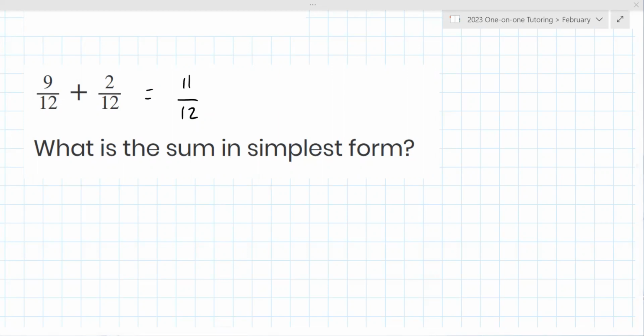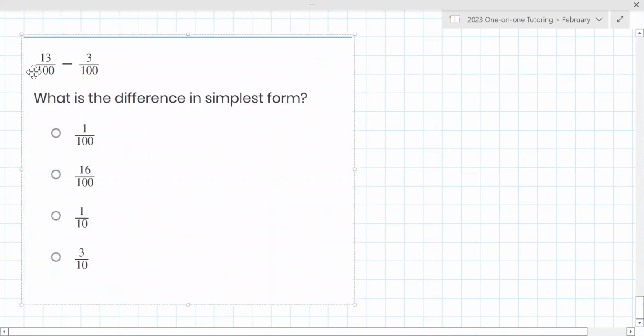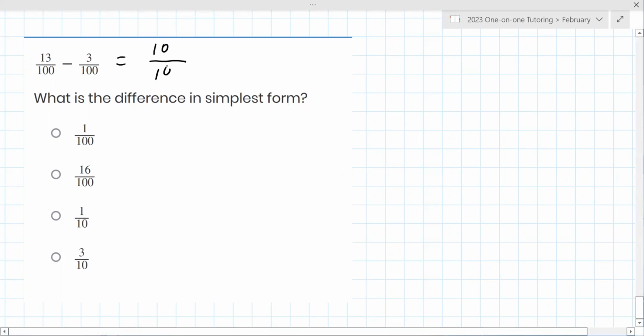Okay, now we can also subtract, right? And it's the same thing. You subtract the top numbers, you keep the bottom number. Okay, so here we go. Subtract the top numbers, but keep the bottom number. Okay. So 10 over 100. Good. Now, is there a number that goes into both 10 and 100?